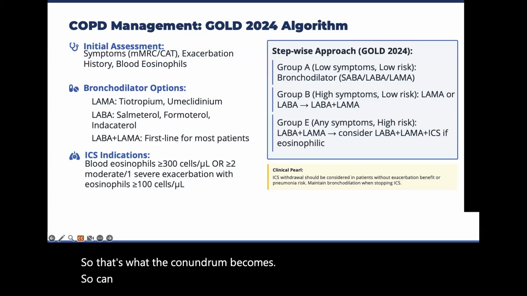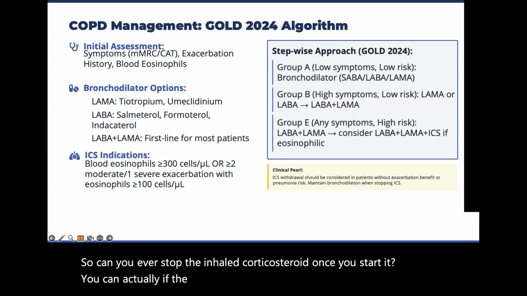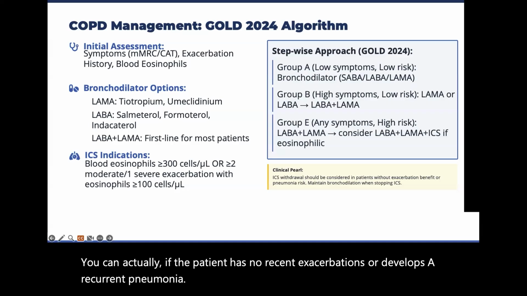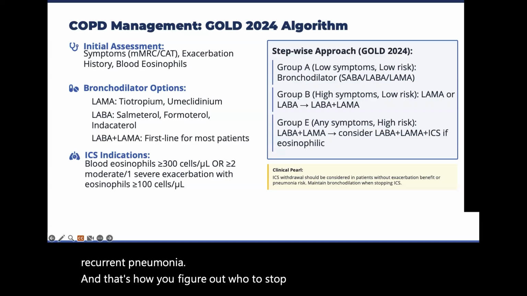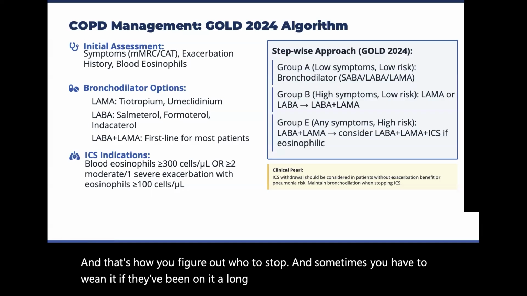So can you ever stop the inhaled corticosteroid once you start it? Yeah, you can actually, if the patient has no recent exacerbations or develops recurrent pneumonia. And that's how you figure out who to stop. And sometimes you have to wean it if they've been on it a long time.